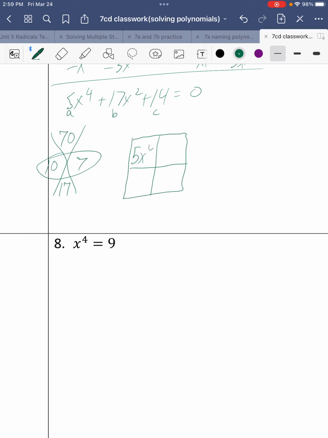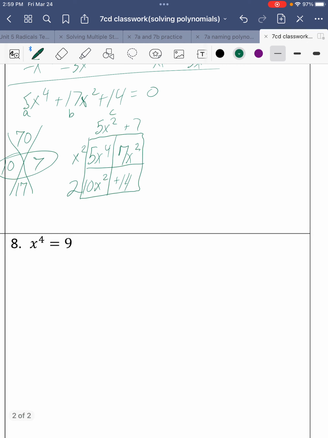So we're going to put those into a Punnett square. We have the a term top left, c term bottom right, and the 10 is going to add up to x squared. So 10x squared and 7x squared. Bottom row is 2, top row is x squared, 5x squared, and positive 7. Set each one of those factors equal to 0. Oh, this is a positive because of 10. And 5x squared plus 7 equals 0.